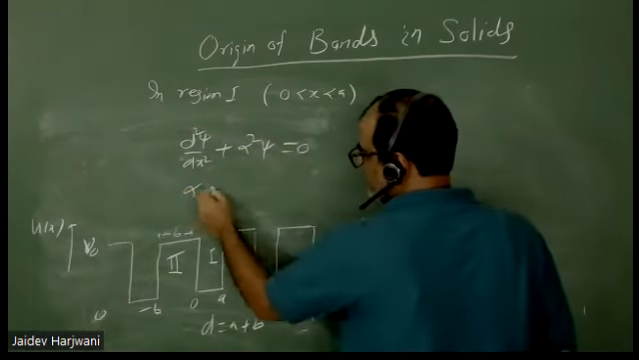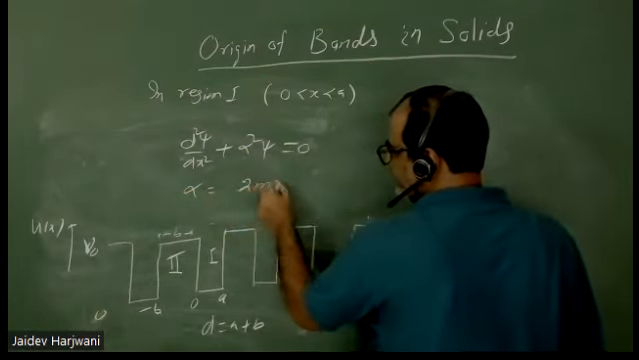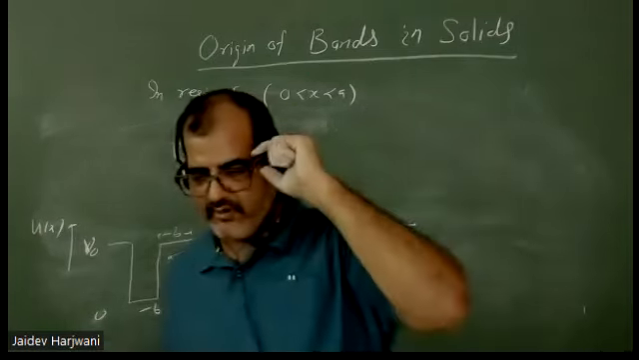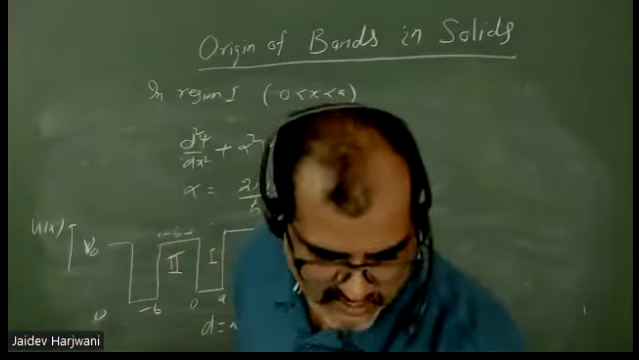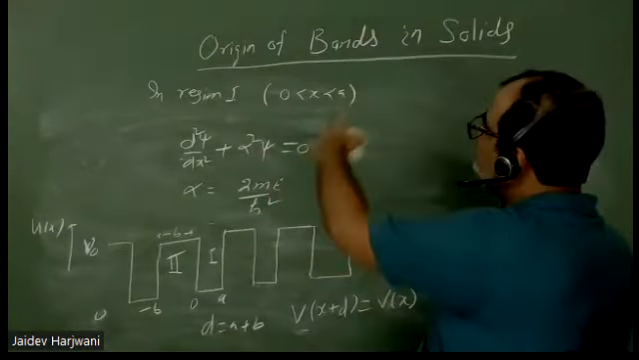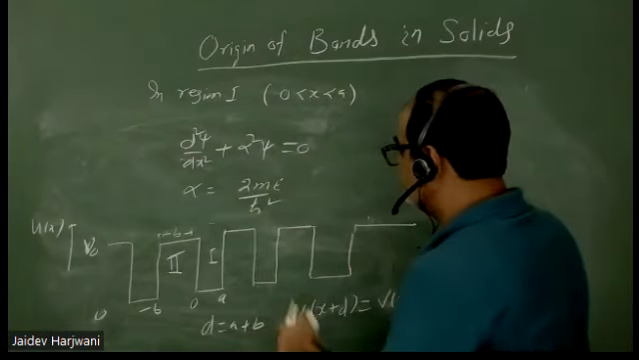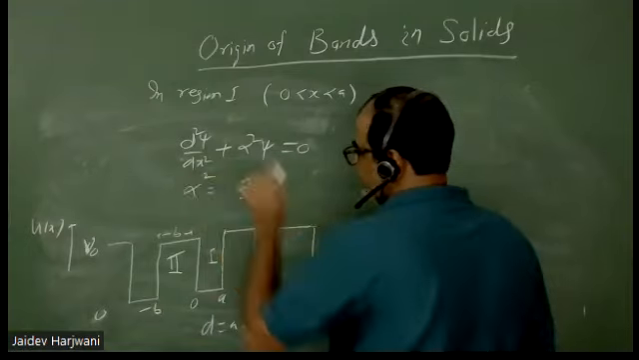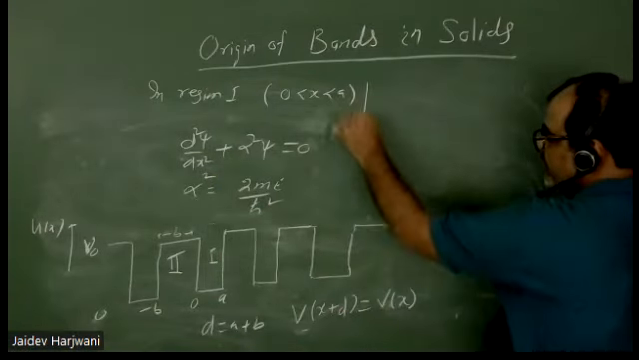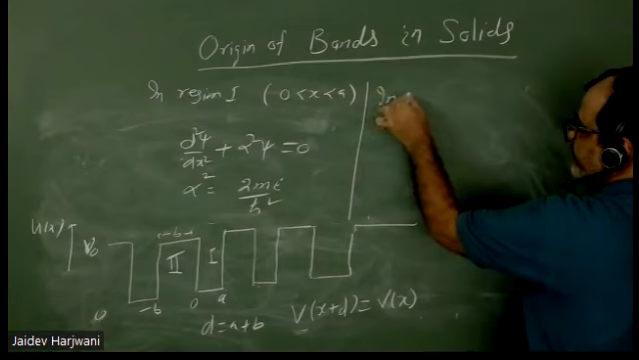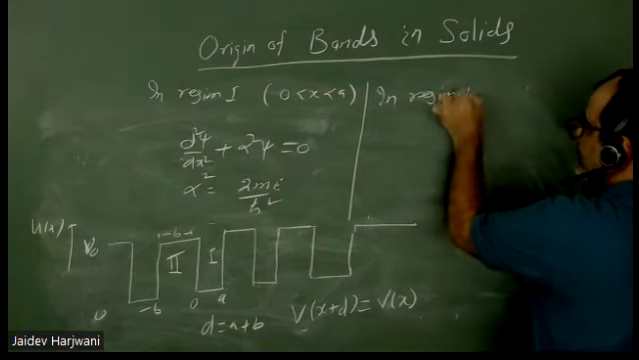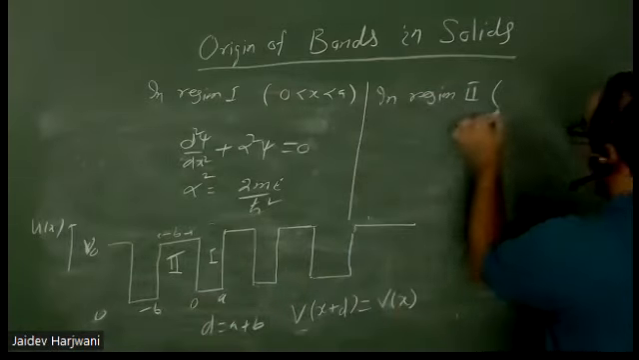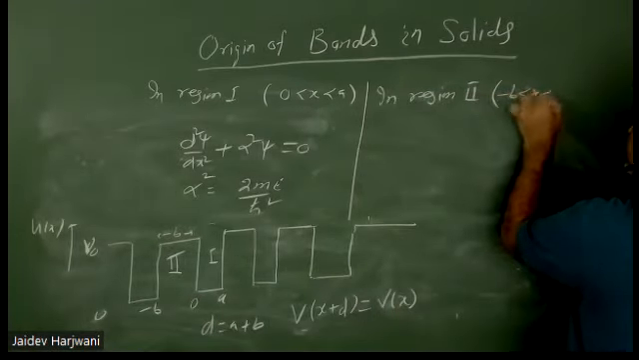where my alpha is what? Alpha square is 2mE upon h cut square. Okay, we are not going into rigorous mathematics. Today we are just trying to show the origin of bands in solids. Correct, so this is alpha square. Similarly, if I want to write in region second, region second is from minus b to 0.